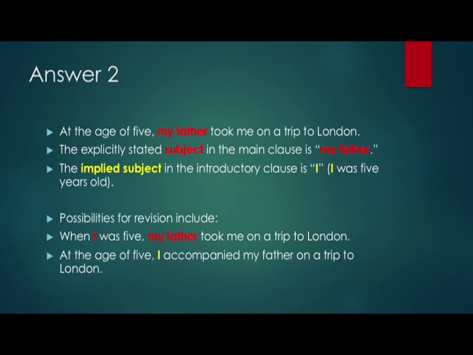So, possibilities for revision here are, again, clarifying the subject in the introductory clause. When I was 5, my father took me on a trip to London. If I want to keep the introductory clause as it is written, at the age of 5, then I can make the main clause, I accompanied my father on a trip to London, because then again, the implied subject I here matches the explicitly stated subject I in the main clause.